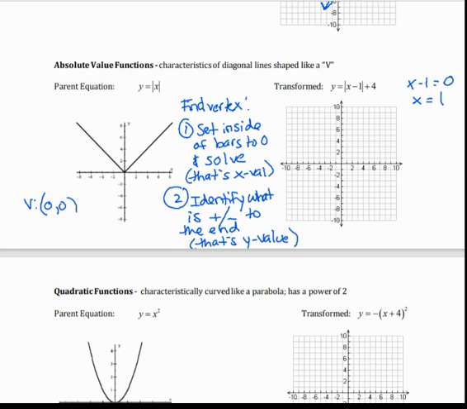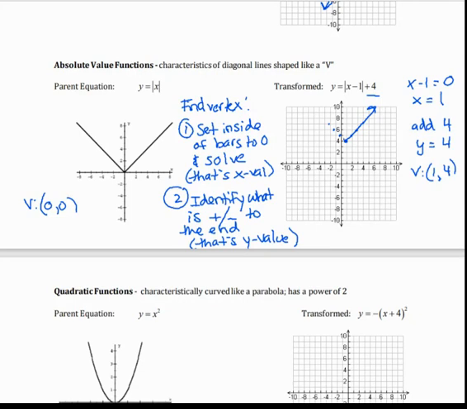Then I look at what's being added to the outside, and we are adding 4, so that means my y value will be positive 4. So my vertex will be 1, 4. Again, set the inside to 0, and then what is added or subtracted to the outside is my y value. So I would plot 1, 4, and then that slope is still 1. We haven't changed anything out front. So I'm going to go up 1 over 1 to the right, and then up 1 to the left 1 for my other side of the V.